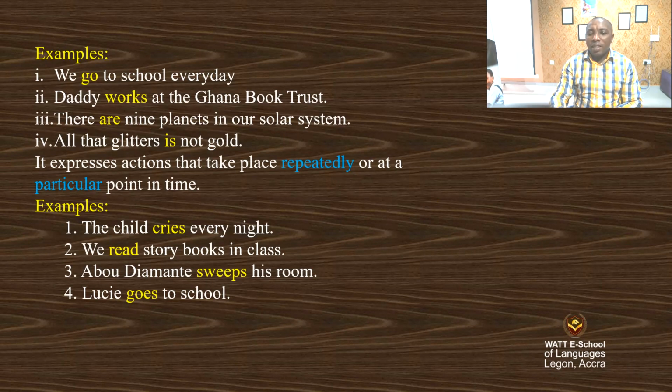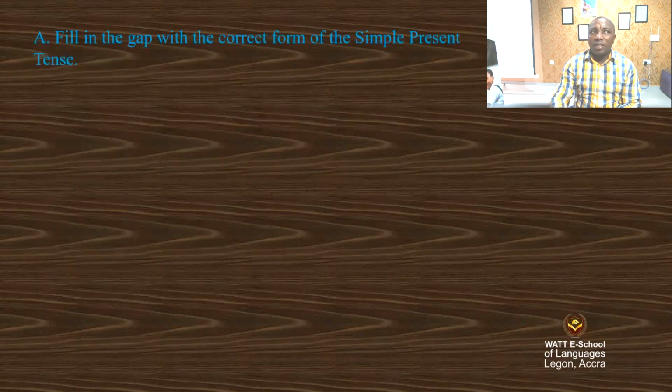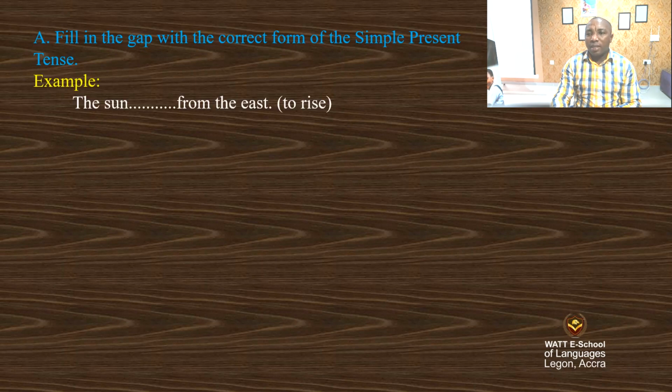All right. Let's have a look at some activities in this one. Fill in the gap with the correct form of the simple present tense. You know, my method of teaching is to explain and bring activity. I bring examples and later support them with activity. So let's go and have a look at this activity. Example: the sun from the east, to rise. The simple present tense is: the sun rises from the east.